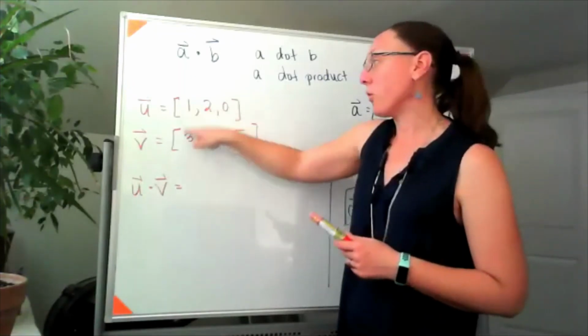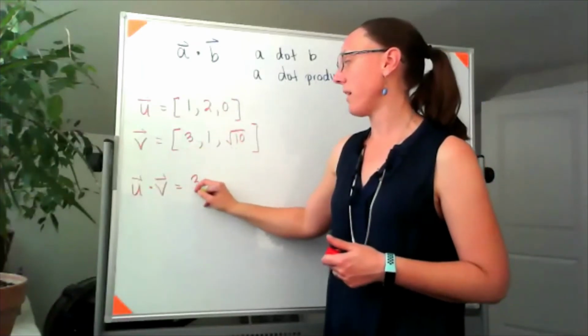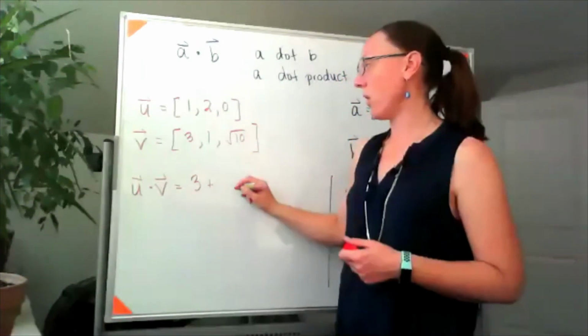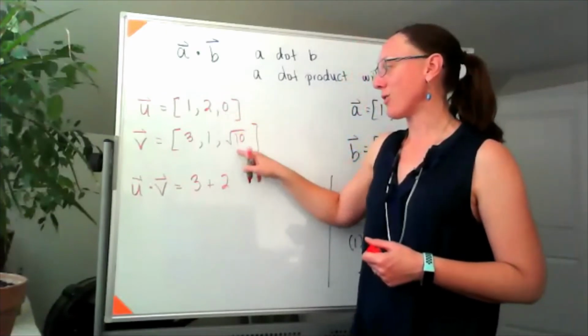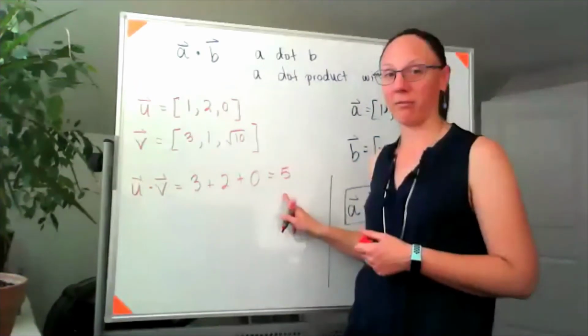So I'm going to multiply my x components together. 1 times 3 is 3. 2 times 1 is 2. And 0 times square root of 10 is 0. So my dot product here is 5.